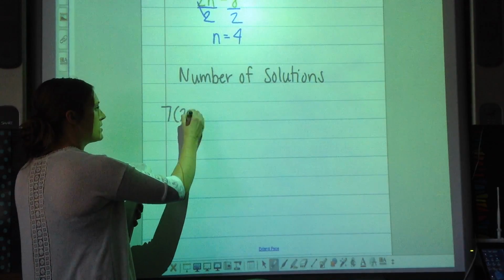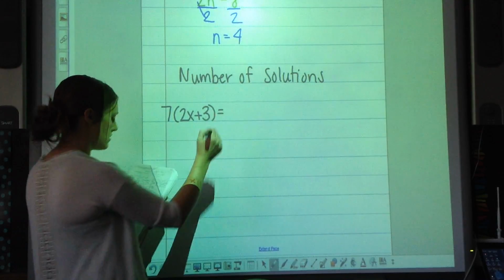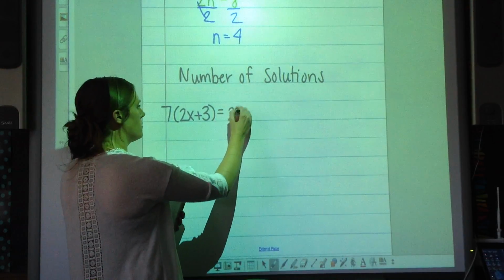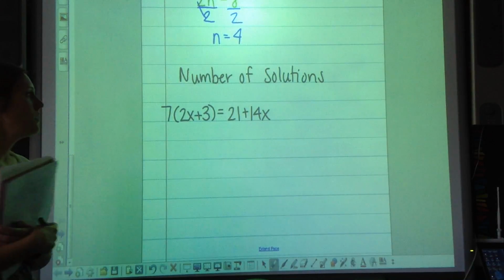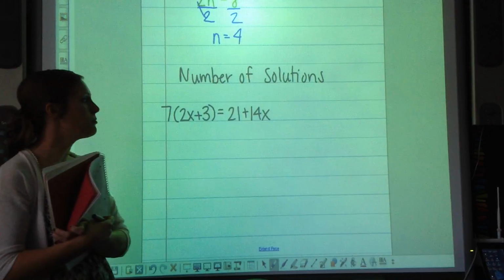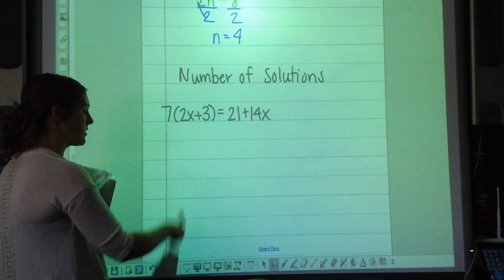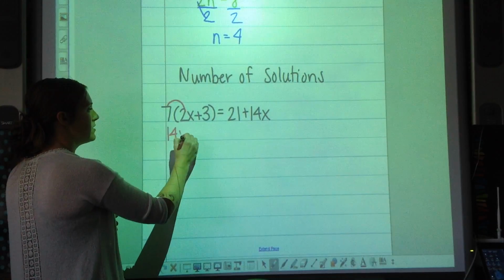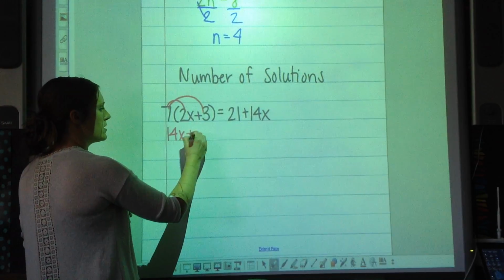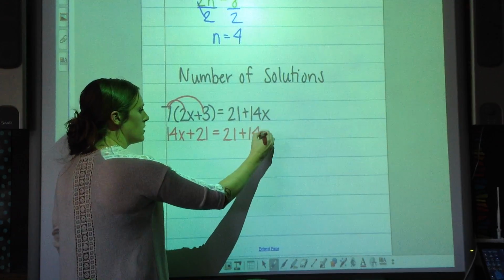7 times the quantity 2x plus 3 equals 21 plus 14x. Before I can bring the variables to one side or the other, I need to do the distributive property on the left side. So here I have 7 times 2x and 7 times 3. I'm just going to drop down the right side.